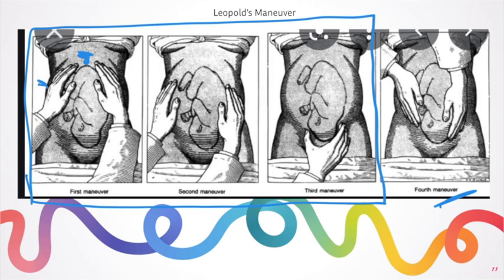Is it hard or is it soft? The hardness would be a head. The softness would be a butt. So that's your first step. What are you feeling in the fundus?